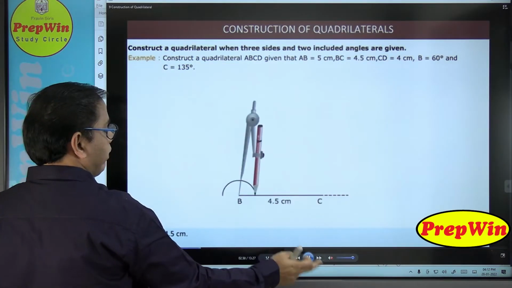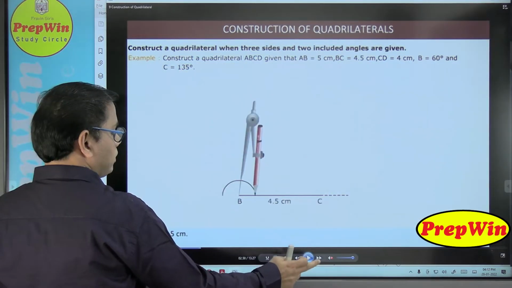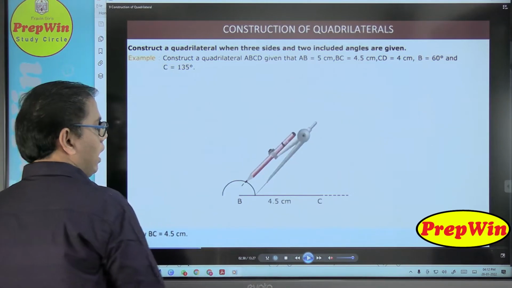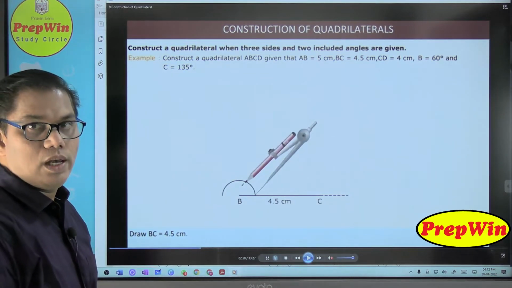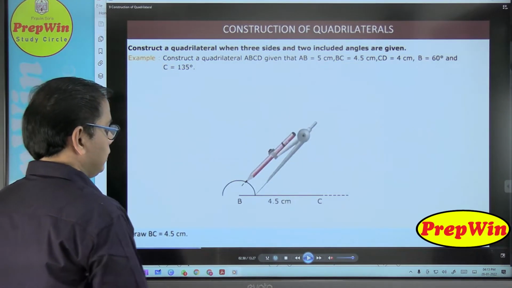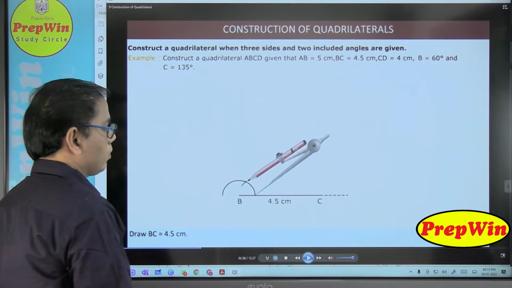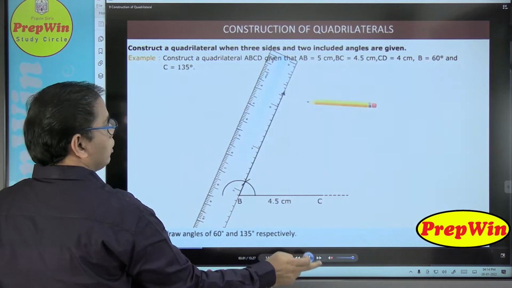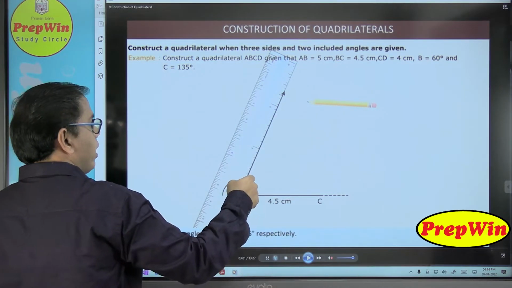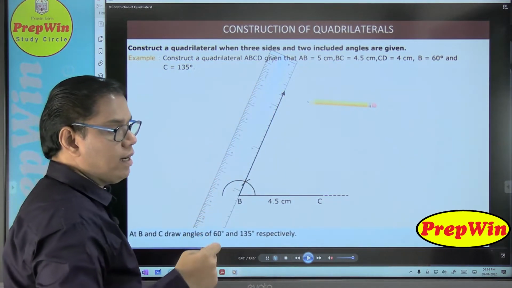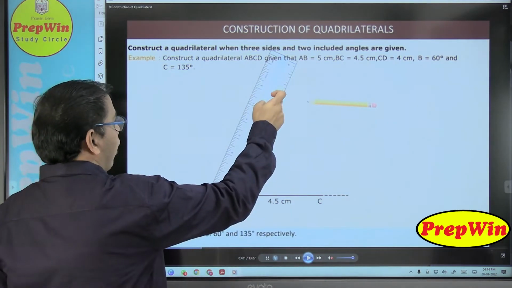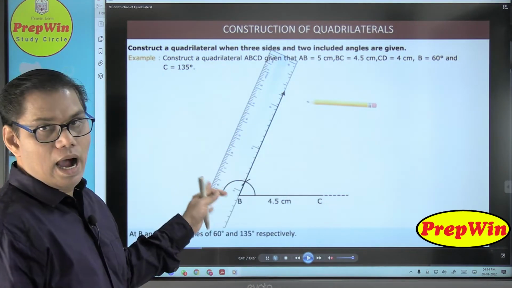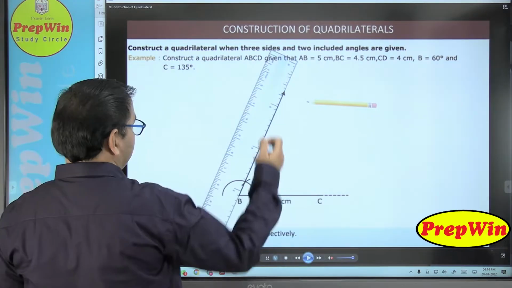Drawing 60 degrees is very easy. Draw a semicircle, and without changing the compass, draw an arc. Only one arc. The first arc is 60 degrees. Draw this arc, cut this arc at 60 degrees. So after taking this, draw a ray. Please make sure that you extend it maximum, and draw an arrow. When you draw an arm of an angle, don't forget this arrow.